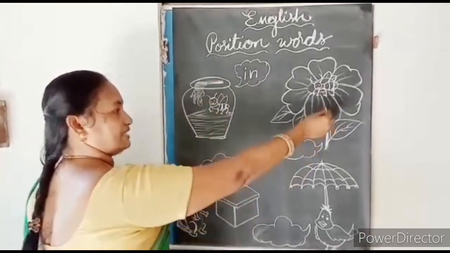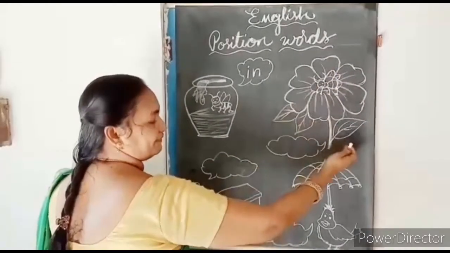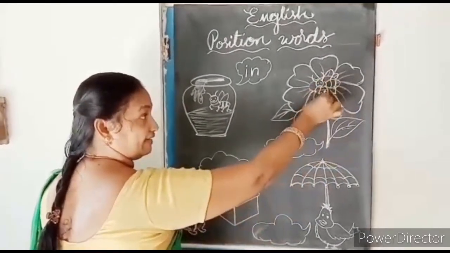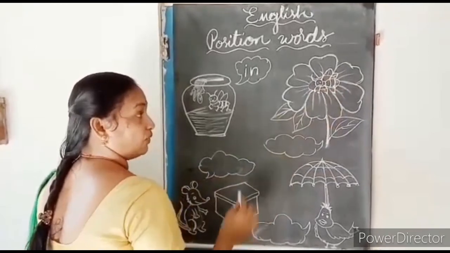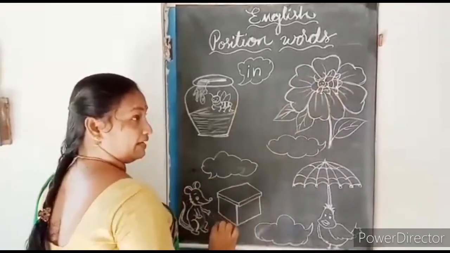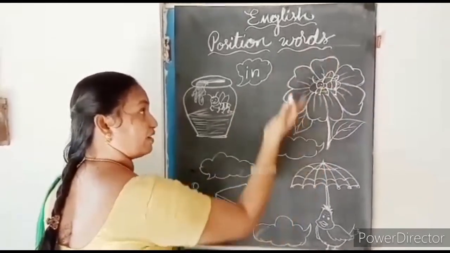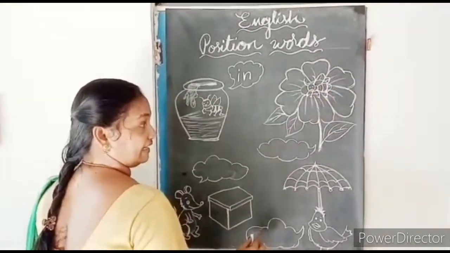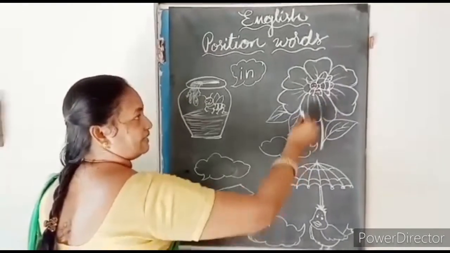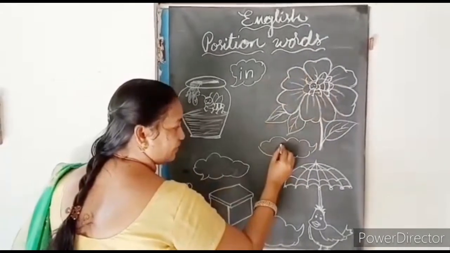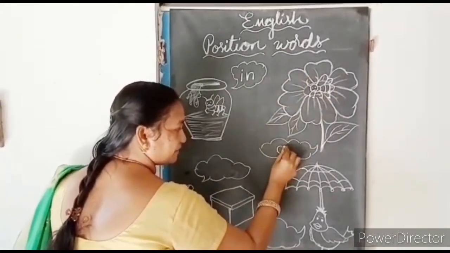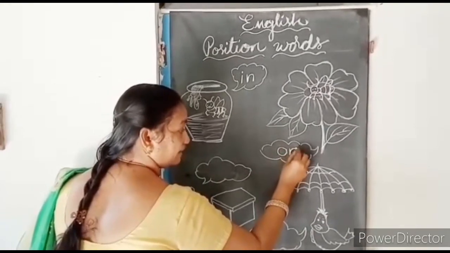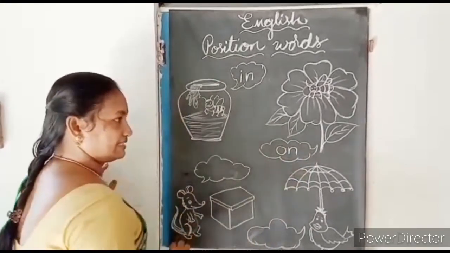Okay, children. So see here. Here we have a beautiful flower. And there again a honeybee. So what is the position of the honeybee? Is it in the flower or on the flower? It is on the flower collecting nectar, right? So what is the spelling of on? O-N, on. Did you see, children?